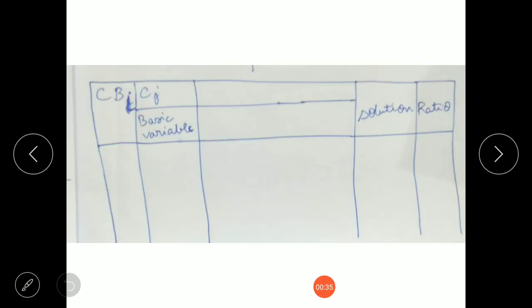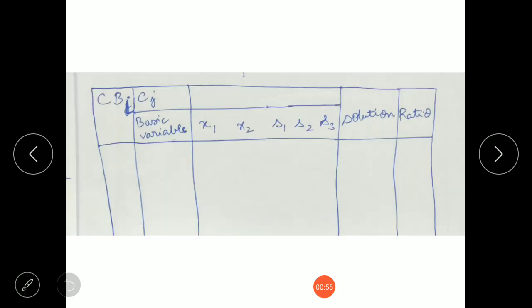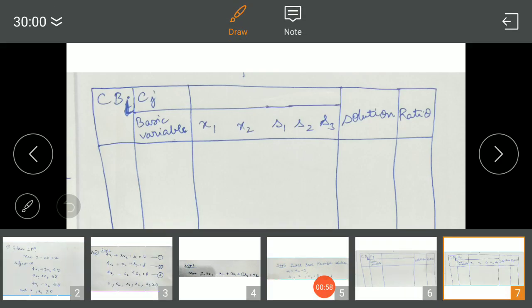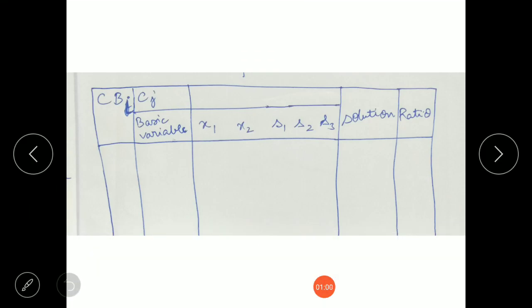Now proceeding in the same way, we'll make the initial simplex table. In the initial simplex table, the same thing, that is CBI is the cost of basic variable. We have CJ, that is the coefficient of the objective function. Then we have the basic variable column, then solution and ratio. The next step will be we will write all the variables that are present in the equation, that is x1, x2, s1, s2 and s3.